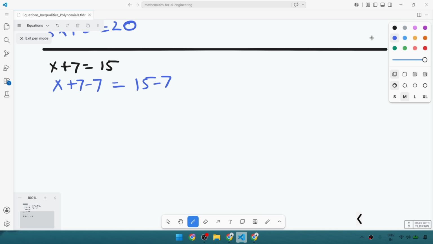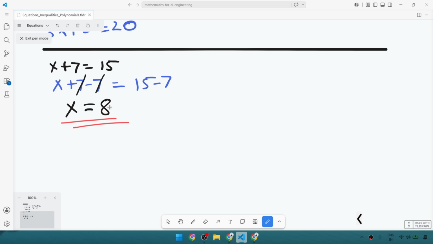So from this side, plus and minus 7 will get cancelled out, right? This and this. What we are going to get? We are going to get x. And from the right hand side, what will happen? 15 minus 7, which is 8. So here we can write x equals to 8. And now we have got the value of x. X is 8.